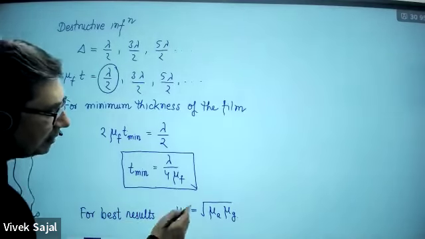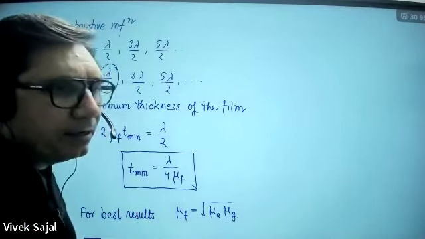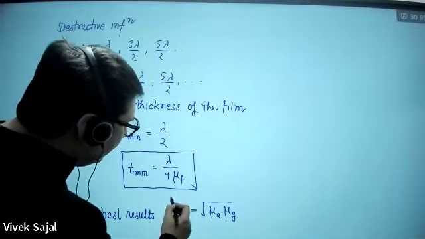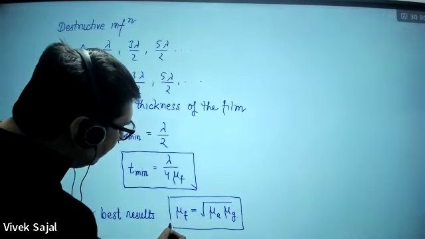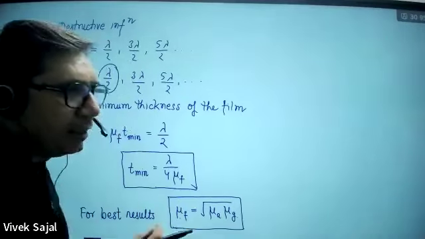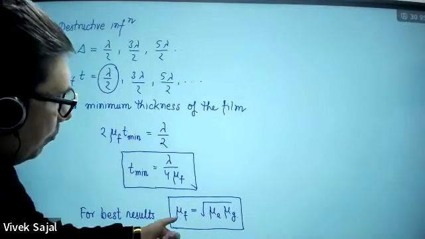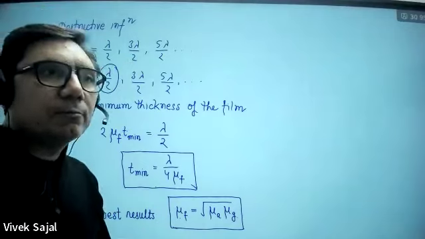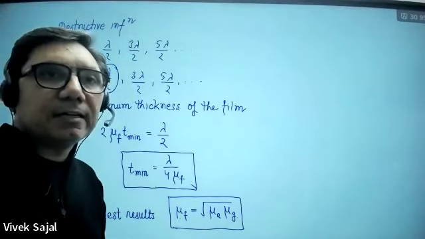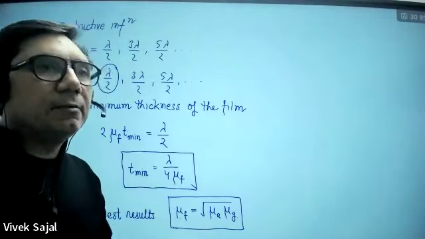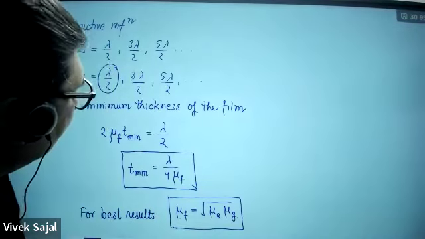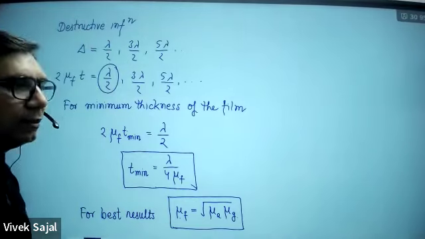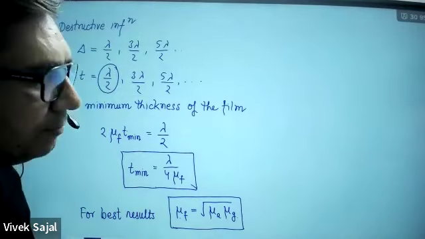I'm not going into its calculation. That's not a very difficult calculation. But right now, I'm just providing you the formula. For the best anti-reflecting films, this mu f, refractive index of the film, should be the geometrical mean of the refractive index of first and third medium, means air and glass. So you have to remember this for non-reflecting films or anti-reflecting films.